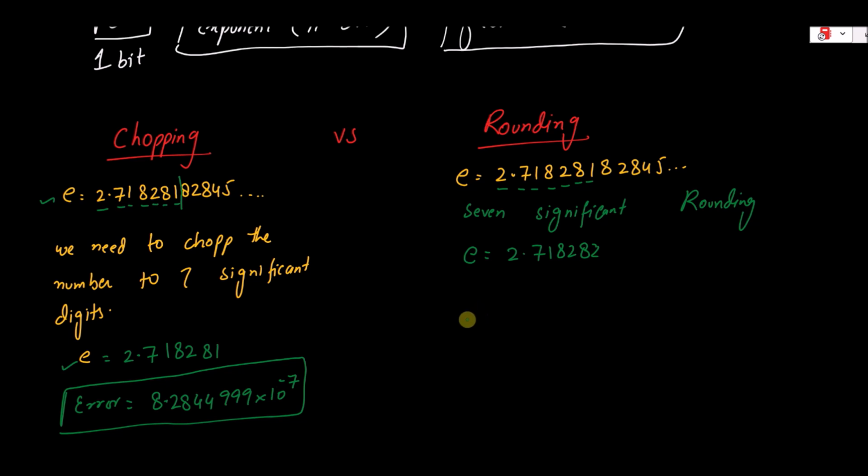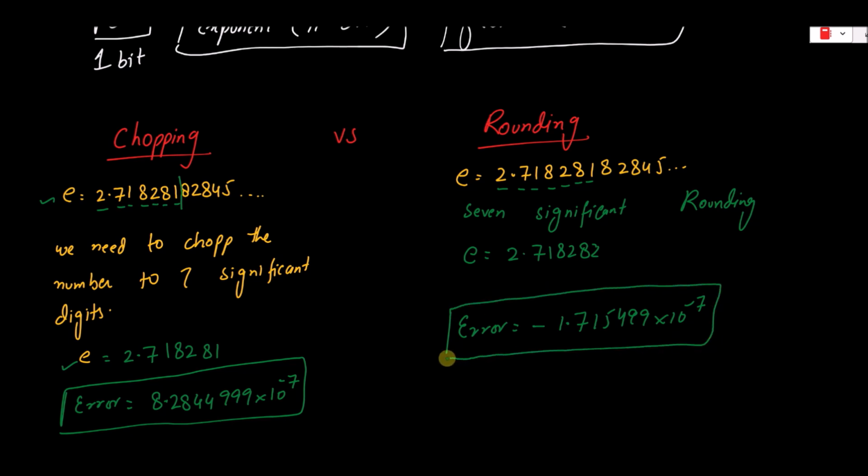In case of rounding, the error is equal to -1.715499 into 10 raised to the power -7. If you look at the difference, the rounding error is lesser than the chopping error. So whenever you are doing hand calculation, it is most preferable to go for rounding instead of chopping.